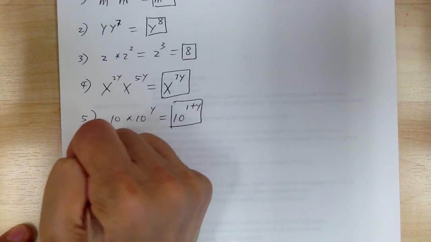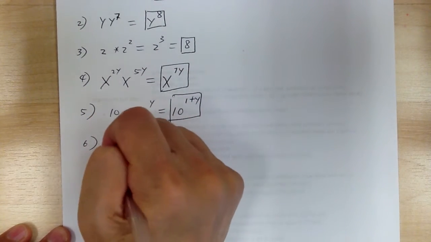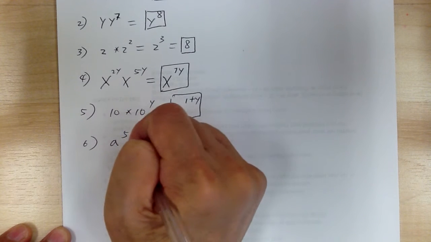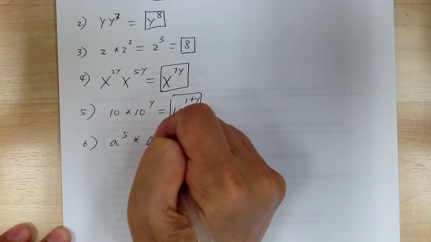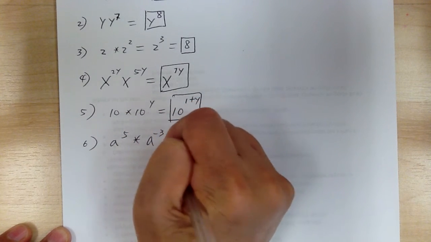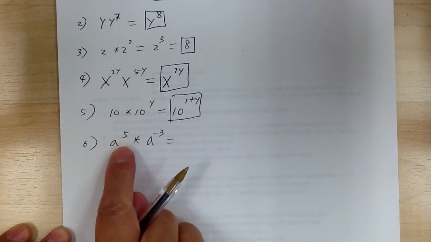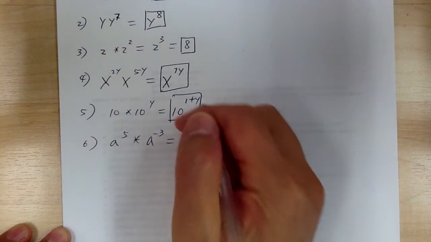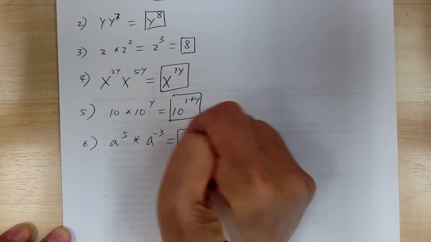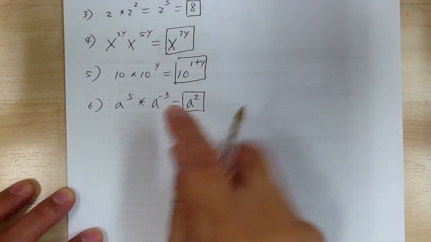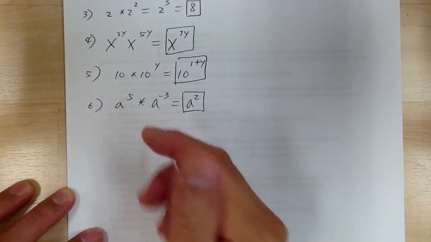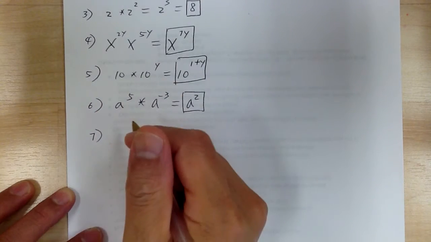Okay. Let's go to number 6. You have a to the 5 times a to the negative 3. So you can just add the exponent. So 5 plus negative 3 will give you 2. So it'll be a to the 2. Okay. Another method is you flip this over and you subtract. Either way, you get the same answer.